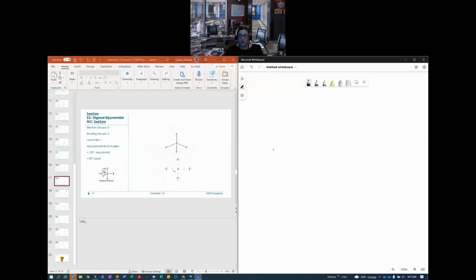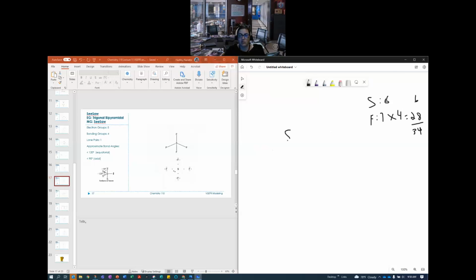So now we're going to talk about SF4. So S and F. Again, the F each has 7. There are 4 of them. I've gotten a little lazy, so I'm not writing E anymore. That gives me 28 to deal with from the fluorine. My sulfur is right underneath oxygen, so he should have 6 electrons that I need to deal with. 6 and 28 is 34.